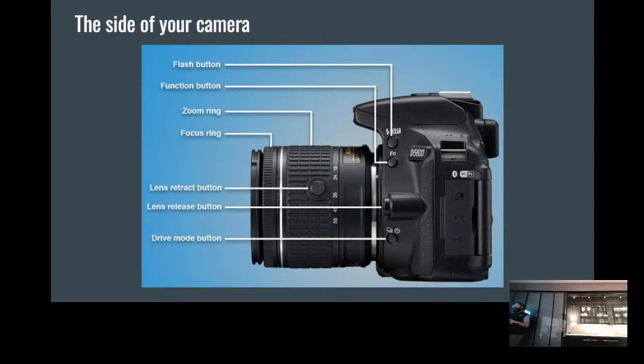Lens release button. By holding this down and turning your lens counterclockwise, you're going to be able to remove the lens from the body of the camera, place the lens back on, turn it clockwise, now it locks back into place.